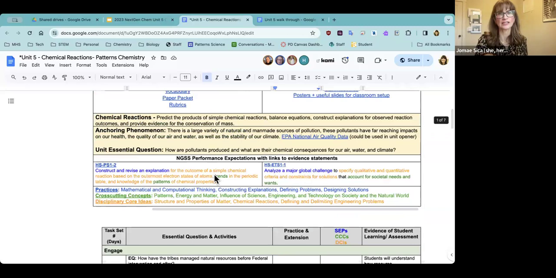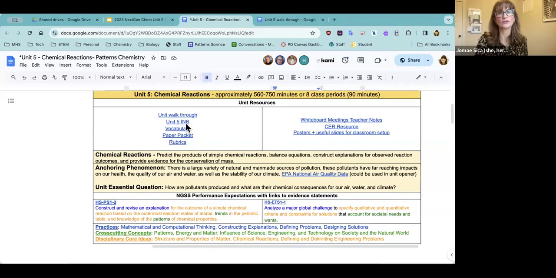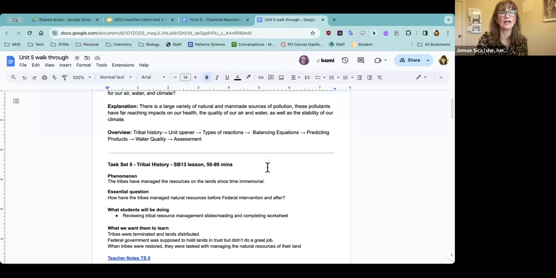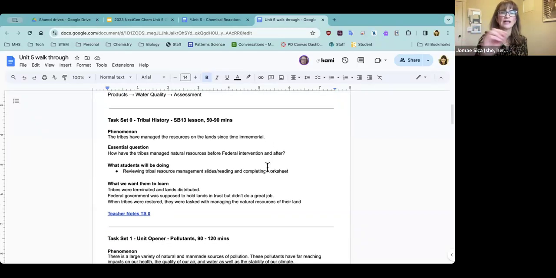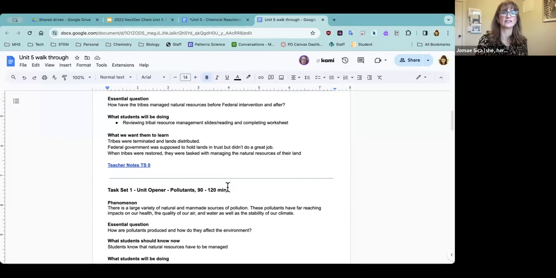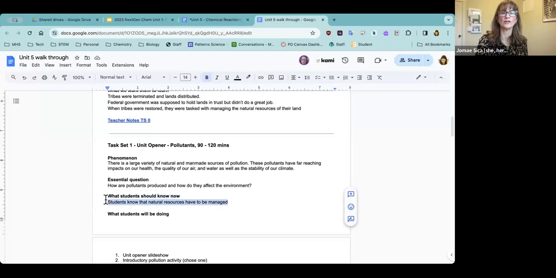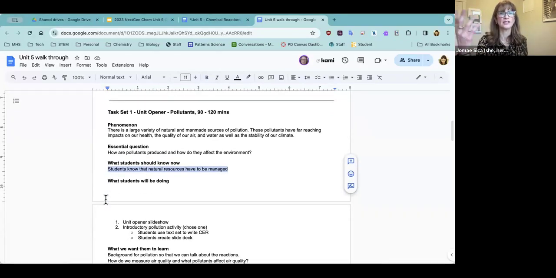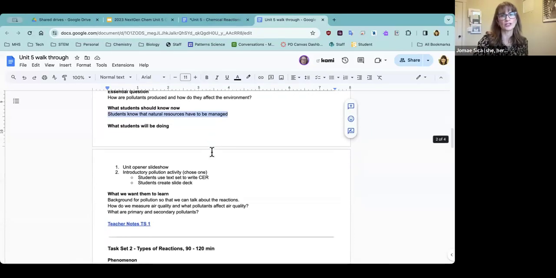At the top here are the links to most of the important resources. You'll also see the unit walkthrough there. The unit walkthrough has most of the same information we've just talked about, but it also gives you a one-sentence summary of what students will be doing in each task set and what we want them to get out of it. As you progress through the task sets, it also tells you what they should know from the previous task set. So it's a nice couple-page resource to see the whole flow of the unit from start to end.